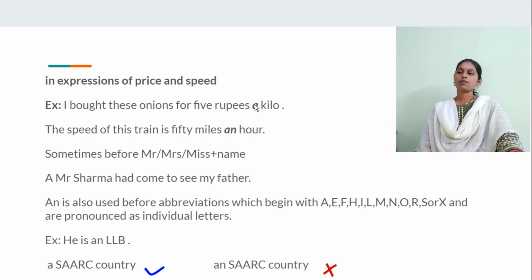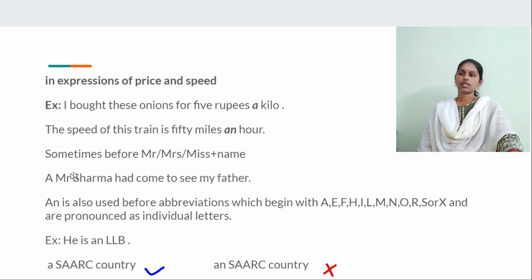Sometimes before Mr., Mrs., Miss plus a name, even though I told you that we don't use indefinite articles before proper nouns. Here Mr. Sharma is a proper noun, but we used a before it because this Sharma is a stranger to the speaker. The speaker doesn't know who this Sharma is. So he says, a Mr. Sharma had come to see my father.